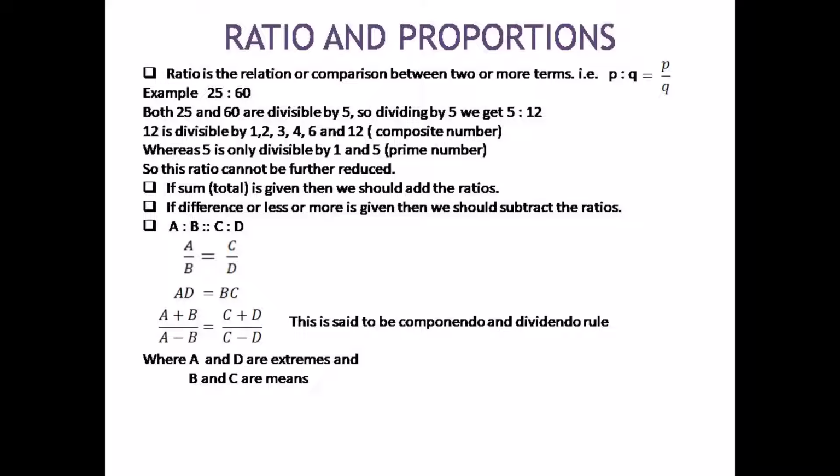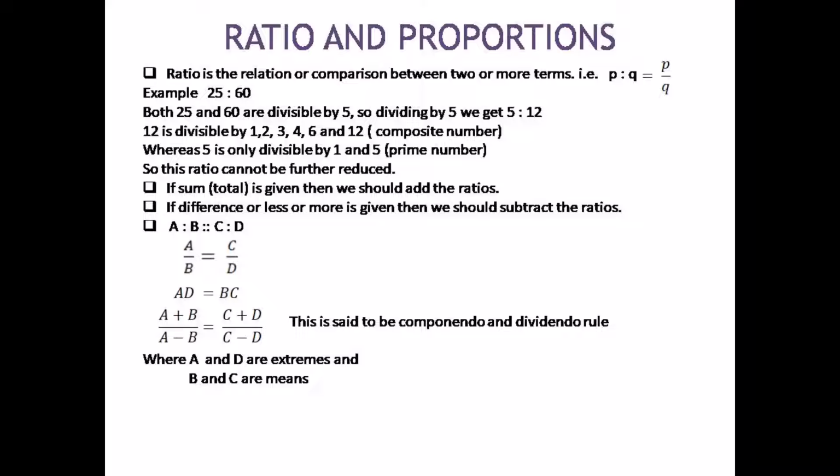So dividing by 5 we get 5 is to 12. 12 is divisible by 1, 2, 3, 4, 6 and 12, whereas 5 is only divisible by 1 and 5. So this ratio cannot be further reduced. If sum is given, then we should add the ratios. If difference or less or more is given, then we should subtract the ratios.